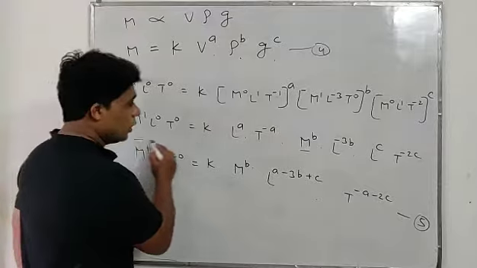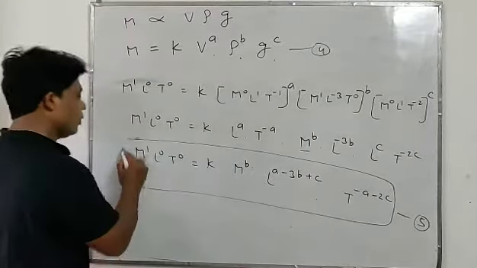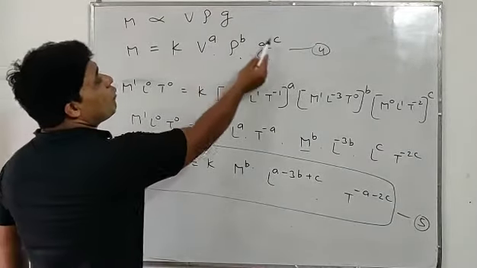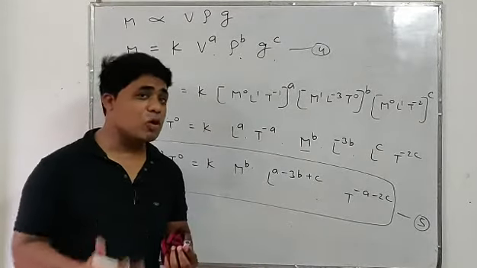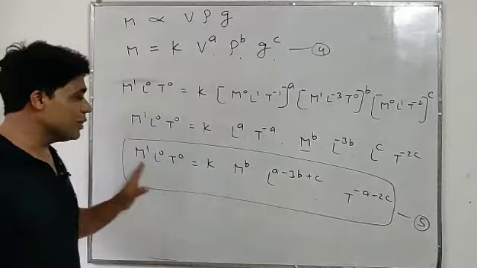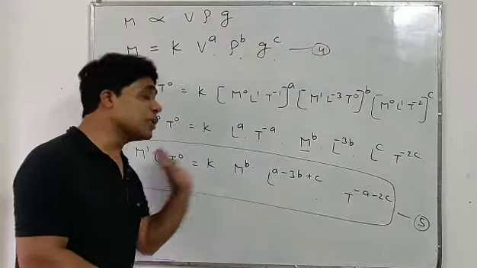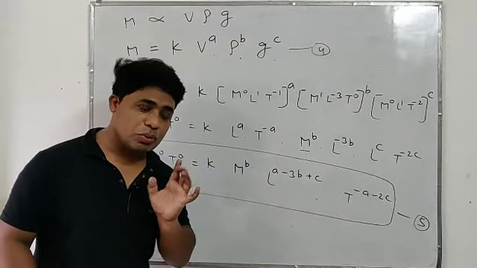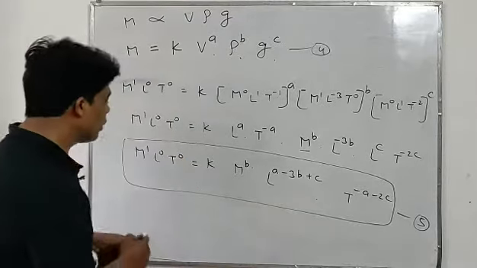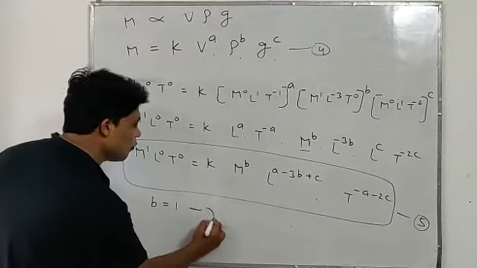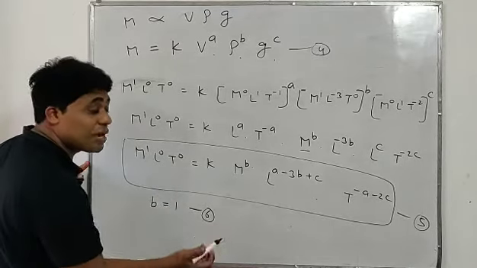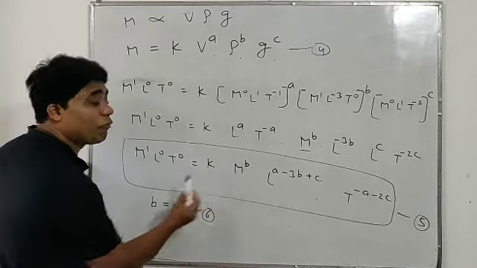Now students, in this fifth equation, we have to find the value of a, b, c, because we assumed a, b, c here. How can we find them? In this equation, we'll compare both sides, the power of M, L, T. So comparing the power of M, like M power a, M power b, b equals 1. We use the concept: when the base is the same, powers will be equal.